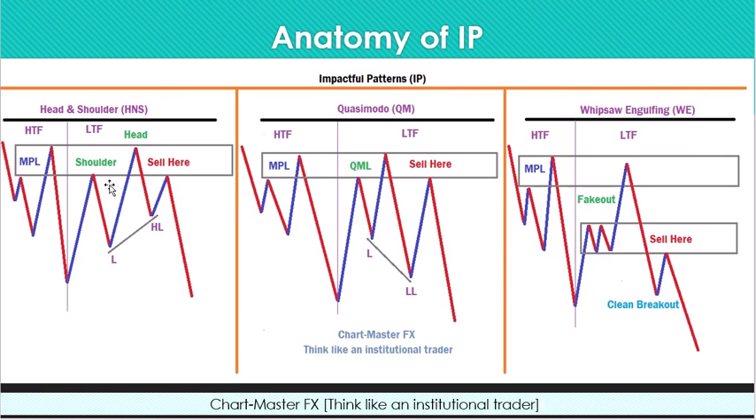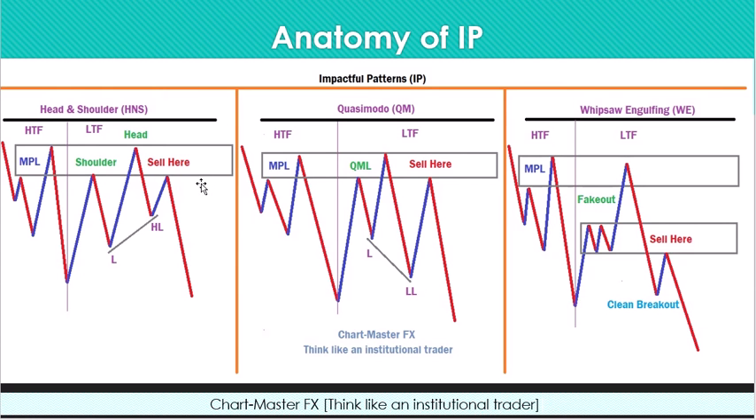The same applies here. Let's say this head actually engulfs the MPL. Then once the head and shoulder is formulated, coming to this shoulder, that's invalid, guys. You don't place a trade. It will have violated the terms of the impactful patterns. So guys, the head of the Quasimodo or the head of the head and shoulder should formulate inside the MPL.